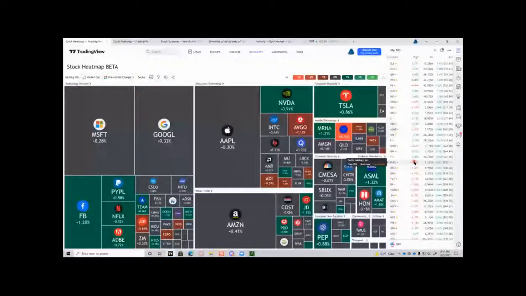Bringing it over to the S&P 500, I did filter this down to 100 names, pre-market change percent. We got a lot of green on the screen. There are a couple of names in the red, but predominantly we're green, and even on the gray, they're looking pretty good, looking pretty positive here.